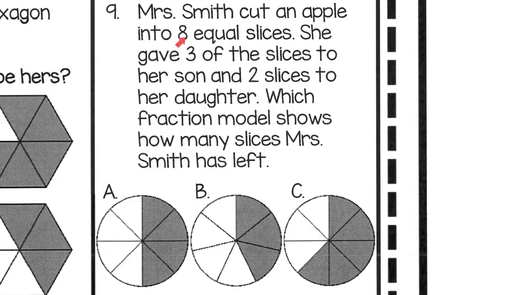Okay, so if she had 8 and she gave 3 and 2 away, that's 3 plus 2 is 5. You're going to have 5 shaded in, and the rest are not going to be shaded in. Okay? I'm going to let you finish that one. Join me on the next page when you're ready.